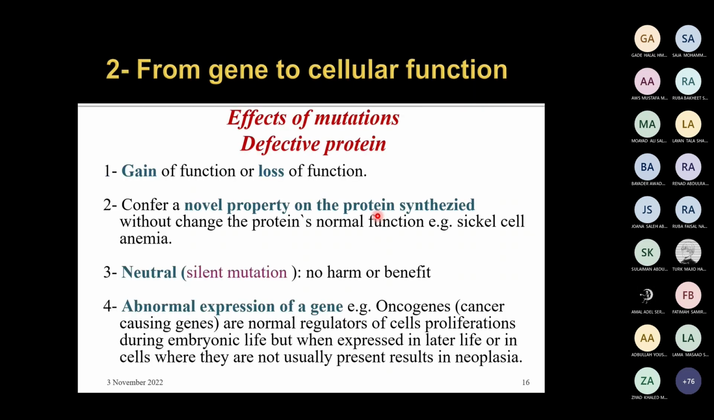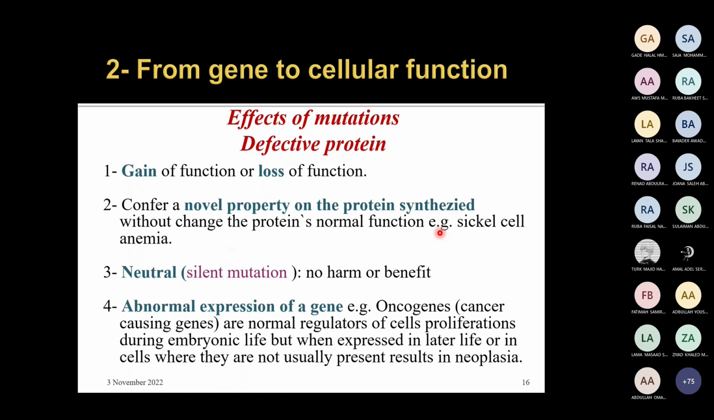Either these new proteins, or the problem that resulted from the translation into that protein, mean the cell will gain the function or lose the function. Like here, with cystic fibrosis, the cell loses the function of regulating chloride across the membrane. Or there is a novel property of the protein synthesized.